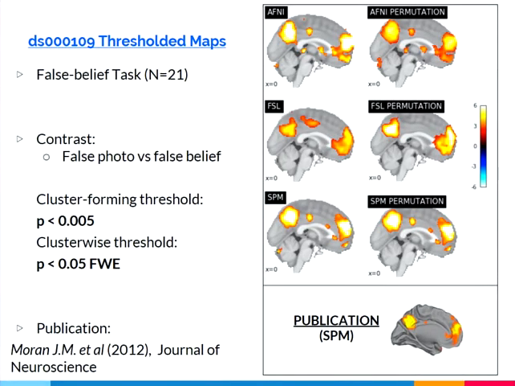Now, moving on to the second study we looked at, this was a false belief task with 21 subjects. And here, looking at the thresholded maps, we seem to have an even better degree of similarity, in the sense that we've got these activation clusters in the ventral medial prefrontal cortex, as well as the temporoparietal junction at the back of the brain. And we've captured that in all these software packages and inference models, as well as what was originally seen in the publication.